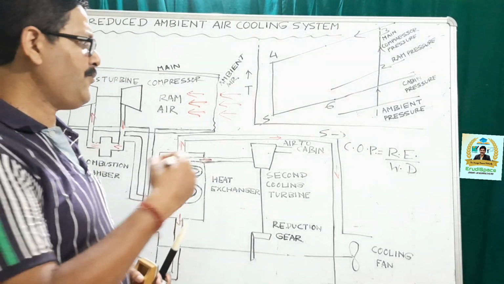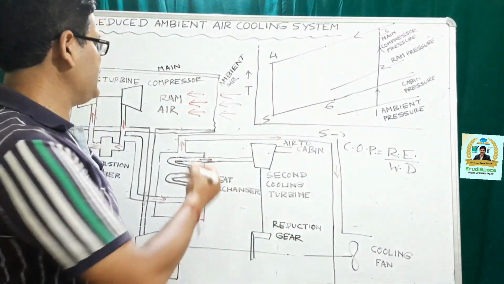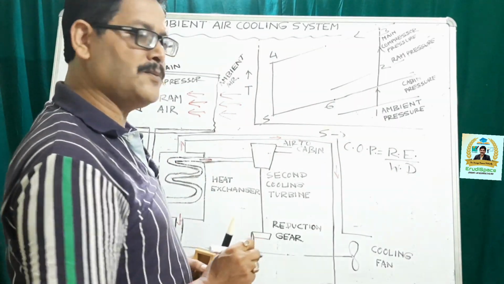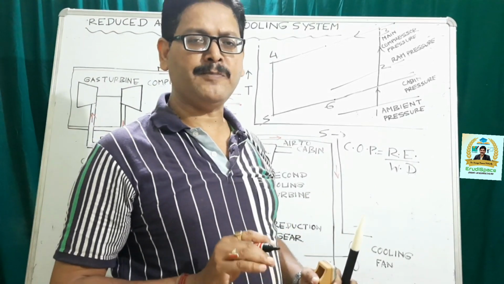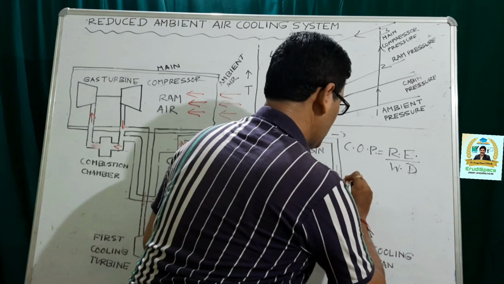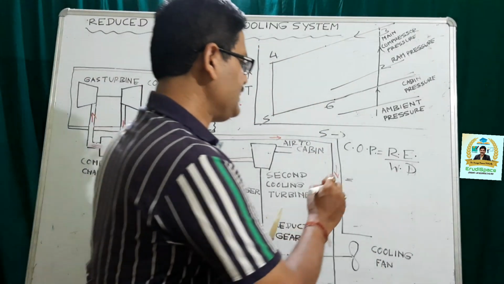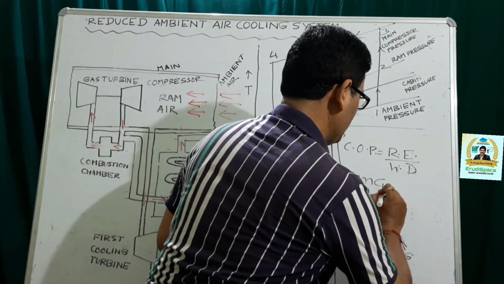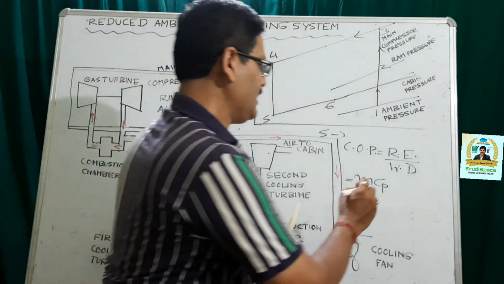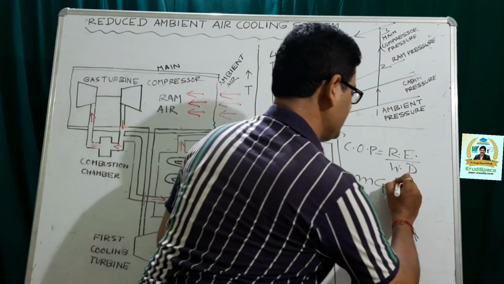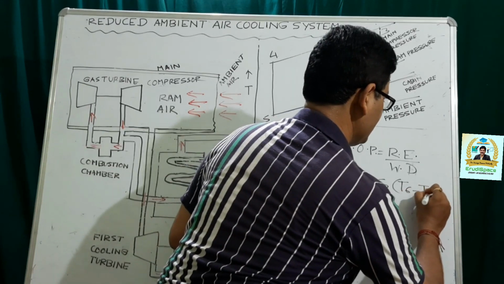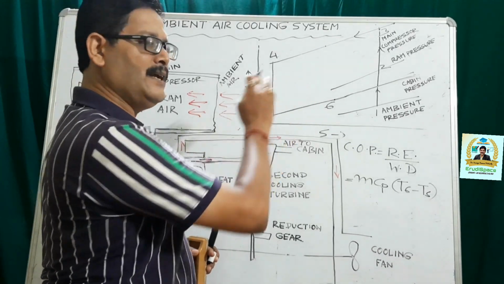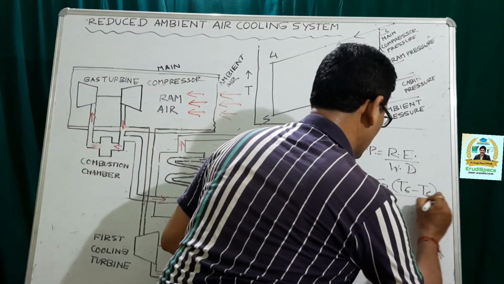Now, if M is the mass of air that is bled off from the compressor, particularly for refrigeration purpose, and Cp represents the specific heat at constant pressure, the refrigerating effect is represented by mass of air bled off multiplied by specific heat at constant pressure multiplied by temperature difference, that is T6 minus T5, because it is entering the cabin or cockpit at 5 and leaving at 6, divided by work done.